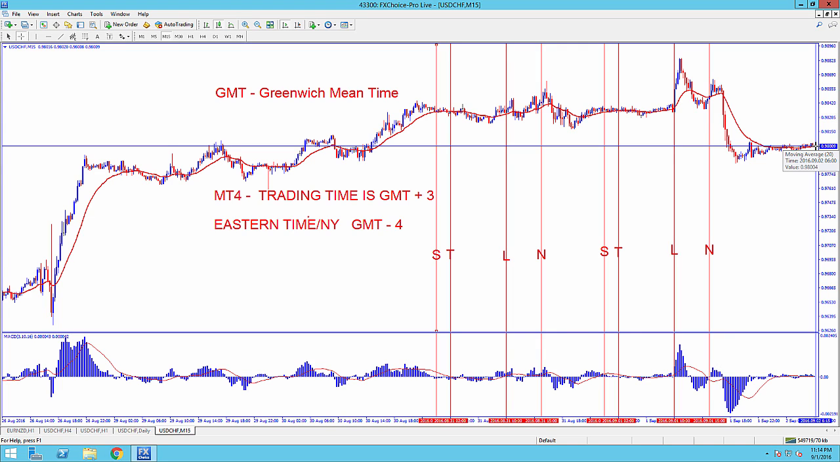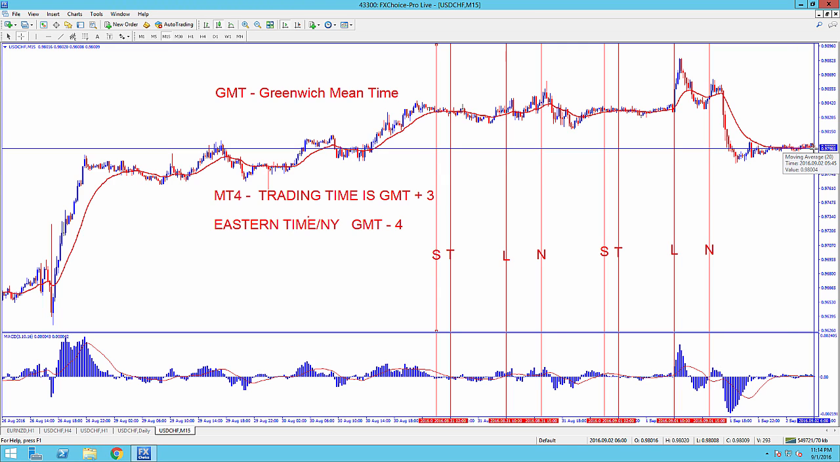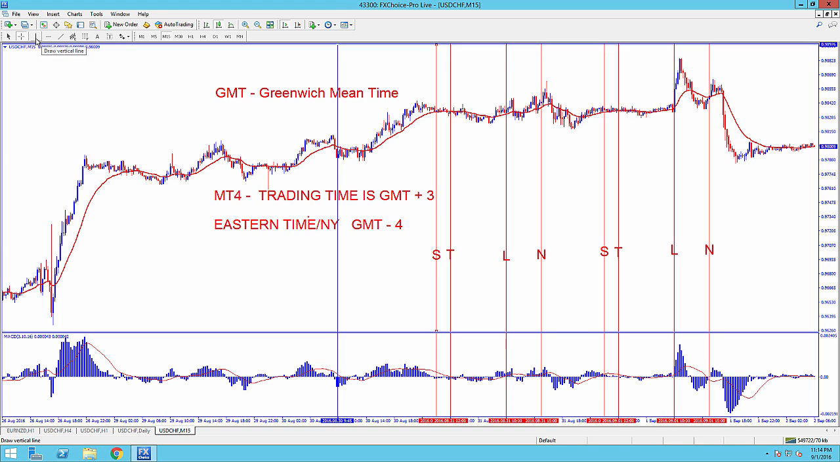So you can see that there is a 7-hour difference. Let me see if I can show you. There's a 7-hour difference right there. Right down here you see the bar is on 6 o'clock, 6:15. It's 11 o'clock in New York at the time of this taping. There's a 7-hour difference. So MT4 trading is GMT plus 3, and New York time is GMT minus 4.